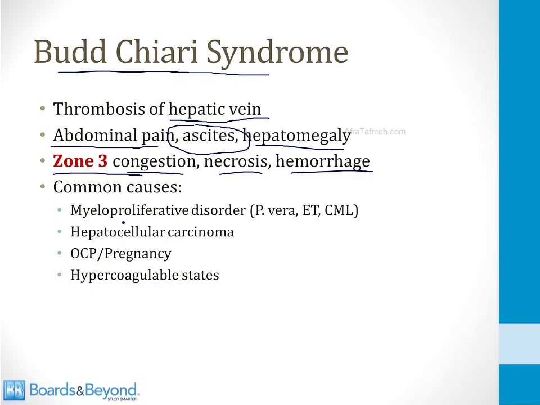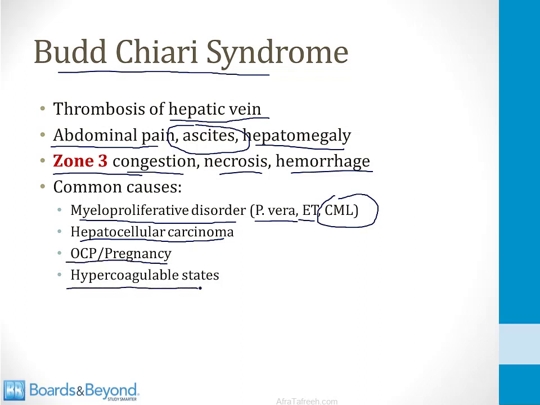So what causes the Budd-Chiari syndrome? Well, it is commonly associated with myeloproliferative disorders, especially polycythemia vera, essential thrombocytosis, or chronic myelogenous leukemia. You can also see the Budd-Chiari syndrome in hepatocellular carcinoma, and what occurs here is that the liver tumor compresses blood flow into the hepatic veins. Budd-Chiari syndrome has also been associated with oral contraceptive use or pregnancy, and then finally it's also associated with many hypercoagulable states just like other thrombotic disorders.